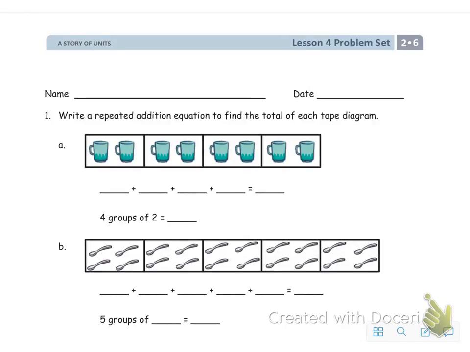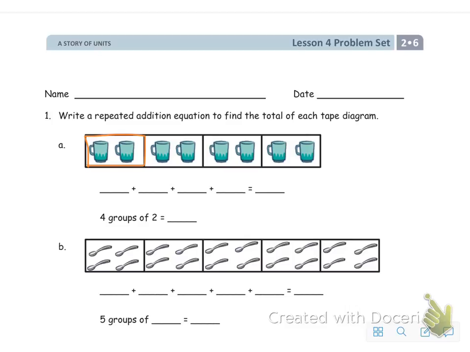Alright, so this is lesson 4 for module 6, and it says to write a repeated addition equation to find the total of each tape diagram. So we'll start off with just the first problem, of course. And it looks like we've got our little groups here, just like this, and so each of these groups has 2 in it.